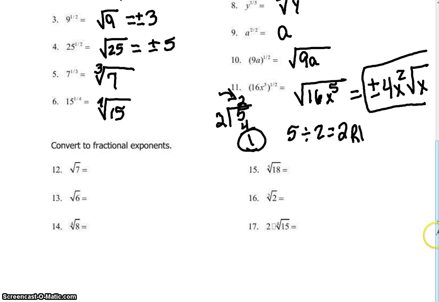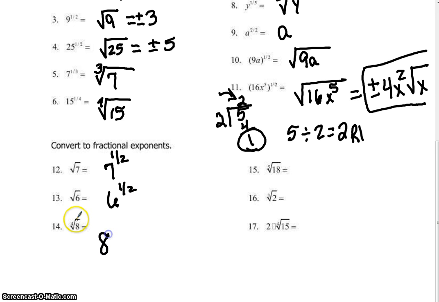Moving to the bottom, we're going to do the opposite. Instead of having a root, we're going to make it a fraction. Your base is whatever was inside. So 7 to the, there's no exponent in here, so that would be 1 over square root is 2, 7 to the 1/2. 6 is your base to the 1/2.